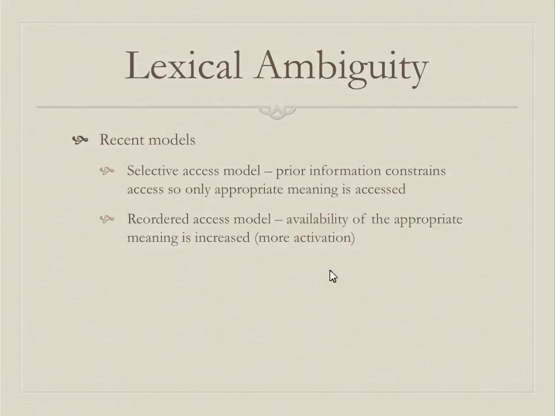Some more recent models of this topic include a selective access model. And so these are kind of responses to the multiple meanings, and the way that this happens is that all of that prior information up to this point constrains so that, yes, multiple meanings are accessed at once, but only the ones that make sense. So if I have a word that has 10 meanings, but context up to this point has ruled out 4 of them, I will only get the last 6 activated at once.